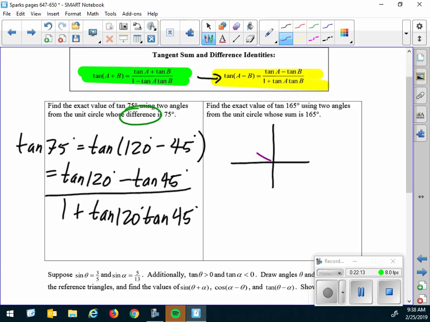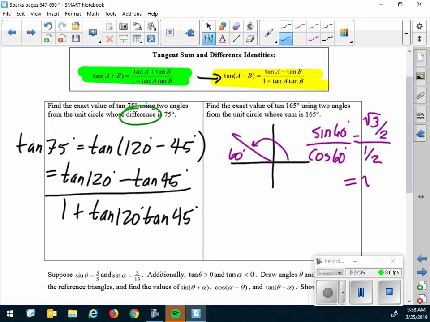Whoops, that's not what I wanted. 120 degrees is in quadrant 2, reference angle of 60 degrees. All right, the tangent of 60 degrees is the sine of 60 degrees divided by the cosine of 60 degrees. The sine of 60 degrees is root 3 over 2. The cosine of 60 degrees is a half. So the tangent is root 3. Now we're in quadrant 2 where tangent is negative. So the tangent of 120 degrees is negative square root of 3.